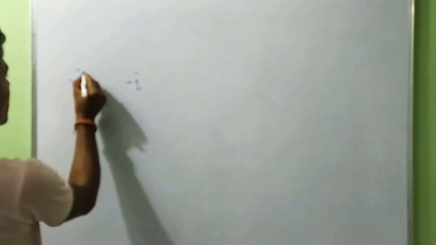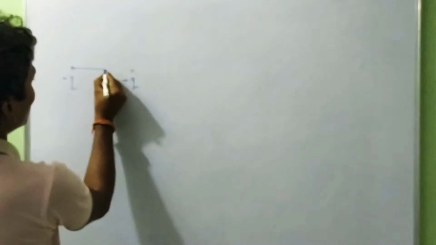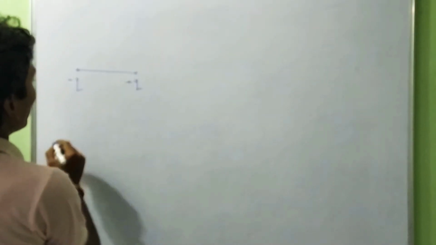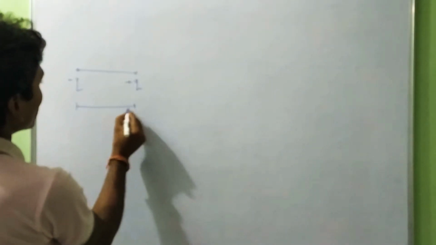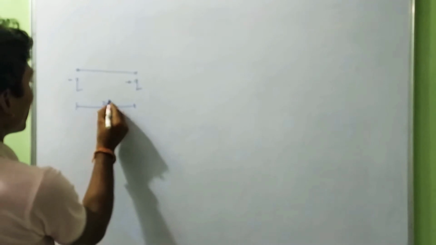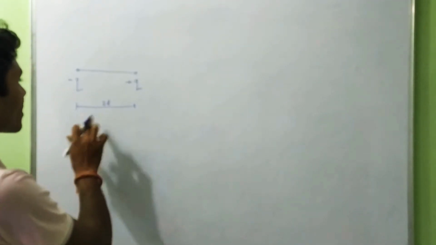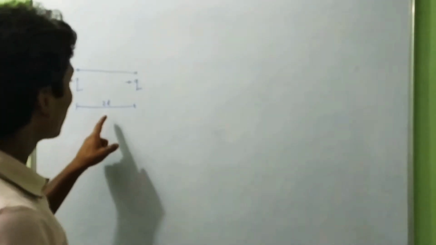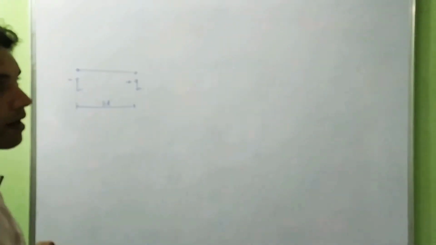Two charges. This is the system of two charges, and these two charges are separated by 2L, and this distance is called dipole length. And now we have to understand first the equatorial or the broadside on position.